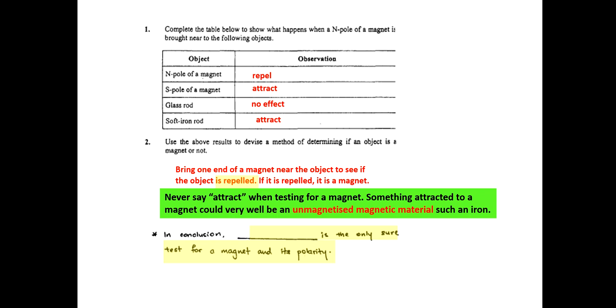Something attracted to a magnet could very well be an unmagnetized magnetic material, such as iron. So in conclusion, repulsion is the only sure test for a magnet and its polarity. Polarity means its pole. I want to tell what pole is on which end. You can just use a piece of magnet to test for repulsion. Once it repels, it means that end has got like poles.